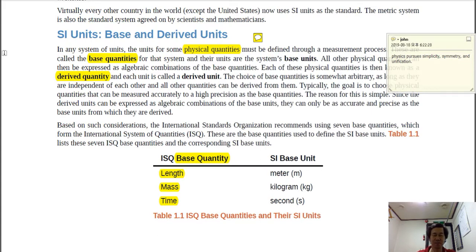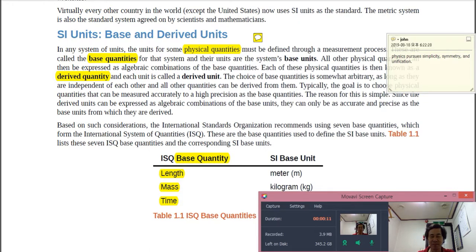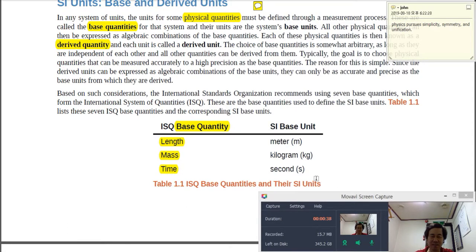Hello, today we will talk about SI unit, base and derived unit. You remember we talked about the basic idea of base and derived unit. In mechanics, we have three base quantities. They are length, mass, and time. And for the length, base unit is meter, and the mass has a kilogram unit, whereas time has second unit.